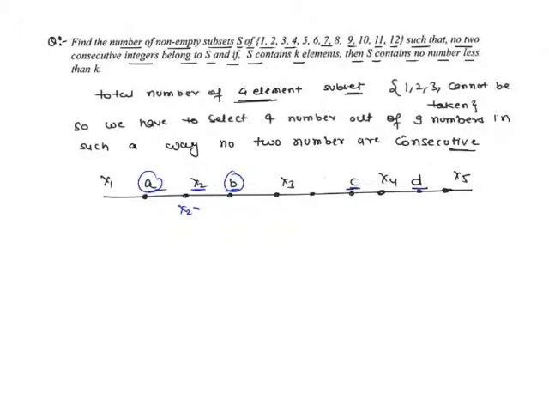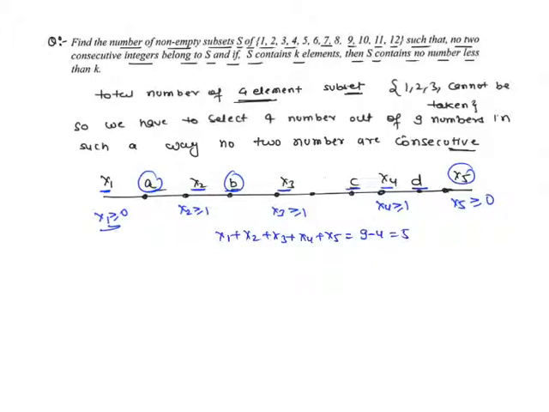That means x2 should be greater than equals to 1. Similarly x3 also greater than equals to 1 and similarly x4 also greater than equals to 1. x5 can be anything, so x5 should be greater than equals to 0 and similarly x1 must be greater than equals to 0. We can say x1 plus x2 plus x3 plus x4 plus x5 should be equals to 9 minus 4, that is 5, where x1 is greater than equals to 0, x2, x3, x4 are greater than equals to 1, x5 is greater than equals to 0.